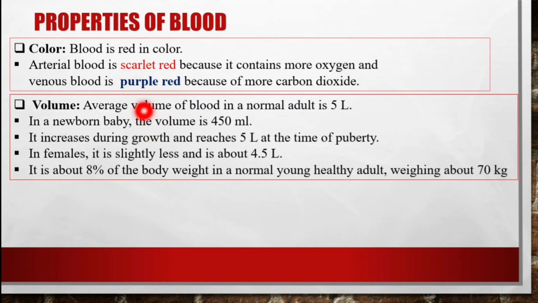The second property is blood volume. The average volume of blood in a normal adult is about 5 liters. In a newborn, the volume is around 450 mL. It increases during growth and reaches 5 liters at the time of puberty. In females, it is slightly less, about 4.5 liters. Blood volume is about 8% of the body weight in a normal young healthy adult weighing about 70 kilograms.